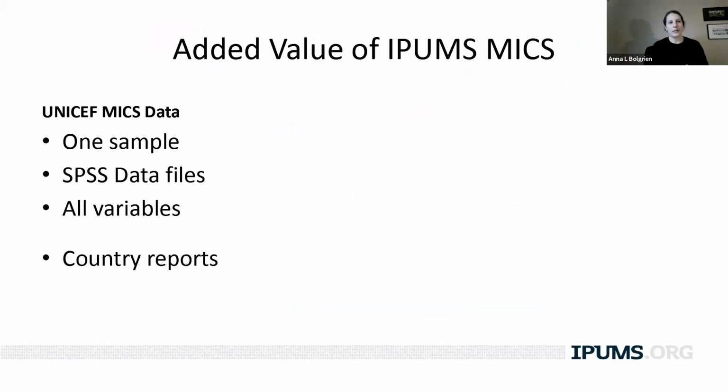As I said before, the UNICEF MICS data is incredibly rich. It can be downloaded one sample at a time. It's in SPSS format, and those SPSS files include all of the variables associated with that sample. The country reports also provide details and are available for the country or for the sample in PDF format.